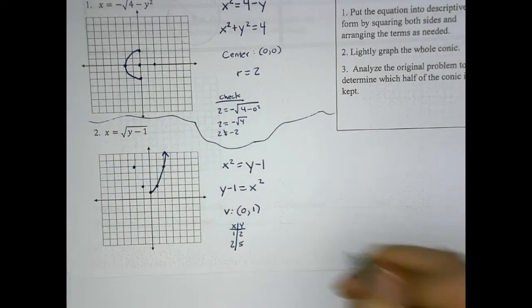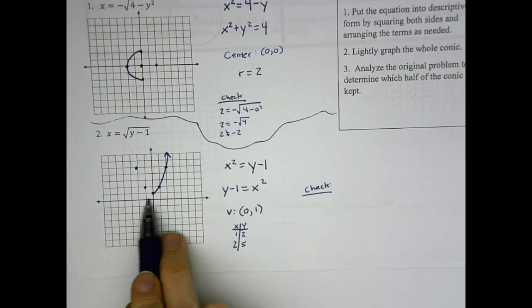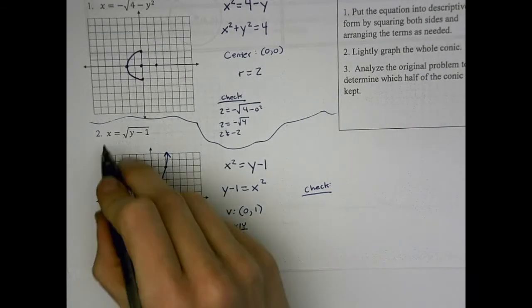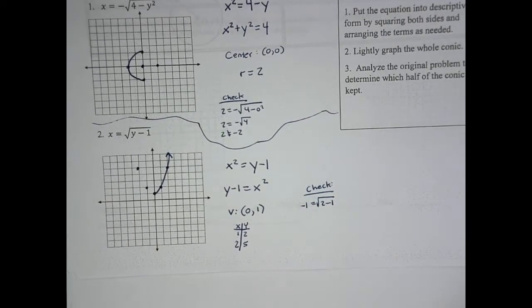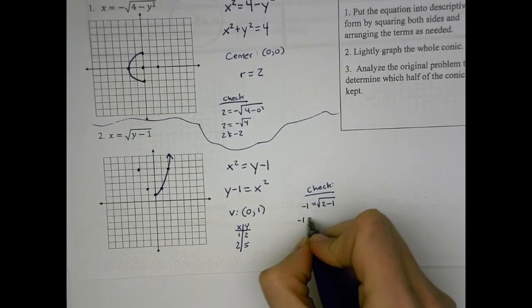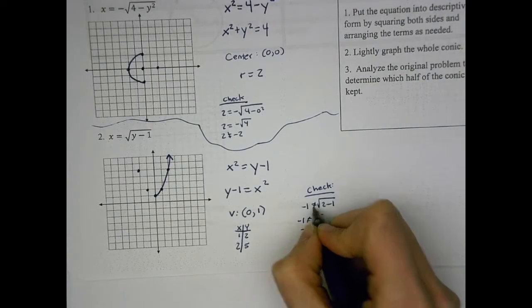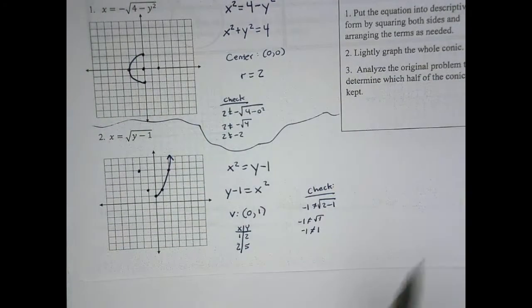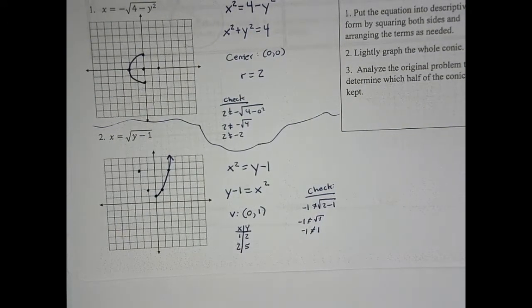And again, I always recommend checking just to be sure. You just, for example, excluded the point -1, 2. And so if I plugged -1, 2 into my function there, I get that -1 equals √1, which is -1 equals 1, which is not true. That is a false statement. And so I'm glad I didn't include that point. Again, if it had ended up being true, I would have wanted to go back and change what I shaded.